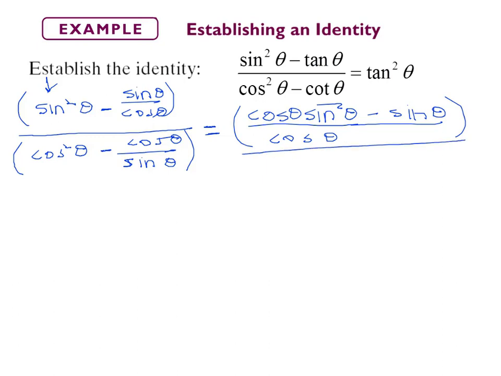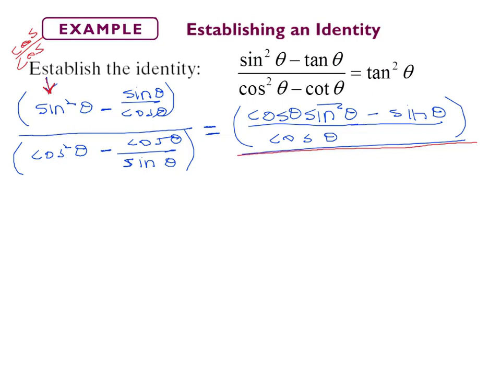You're lost, Kirkland? Okay. What are you lost about? All I did is multiply. I multiplied the first term here by cosine over cosine, and then I combined them into one fraction. Are you okay? You see what I did? So then, okay. And then what am I going to do in the denominator?